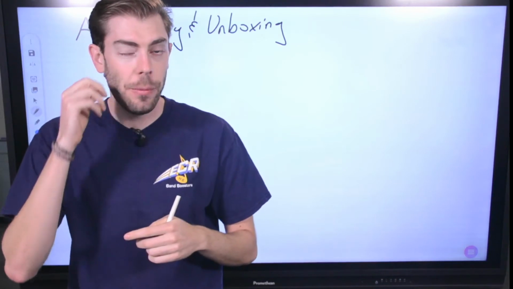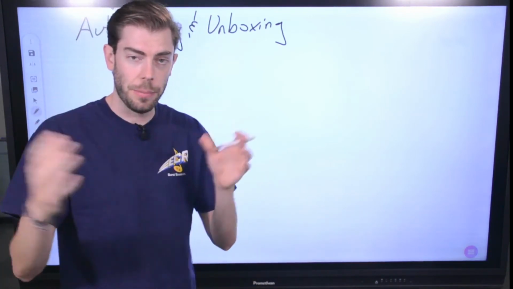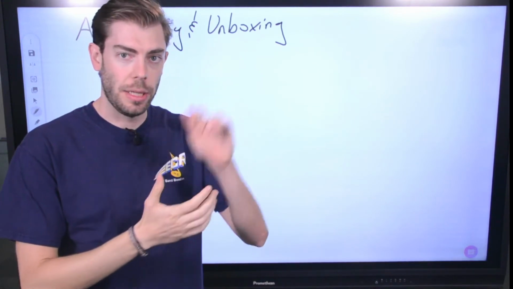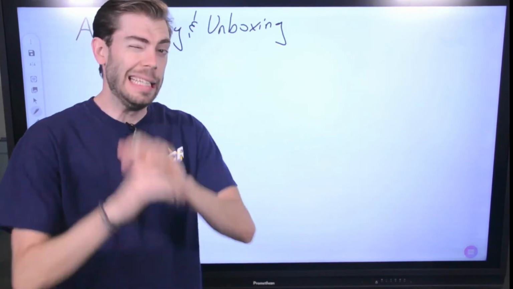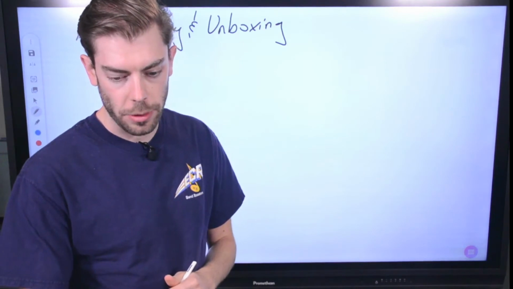Just like how we had String equals new String, but we didn't have to write the new String, and we can just write String equals quotes and then write our string literal and close it and be done with it. Same thing with autoboxing and unboxing with our references here. So let's take a look at that really quick.